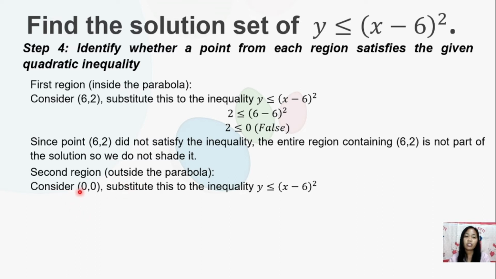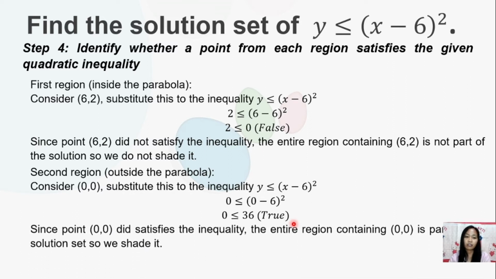So consider the origin (0, 0). Substitute this into the inequality y is less than or equal to the square of x minus 6. Therefore, we have 0 is less than or equal to the square of 0 minus 6 squared, giving us 0 is less than or equal to 36, a true mathematical statement.